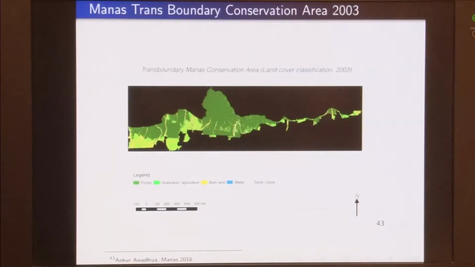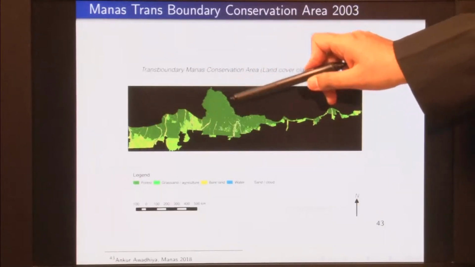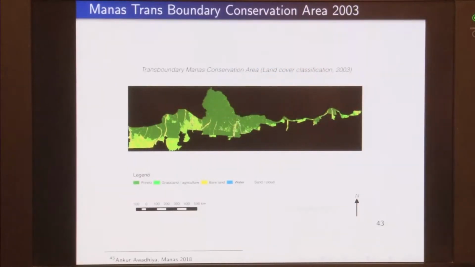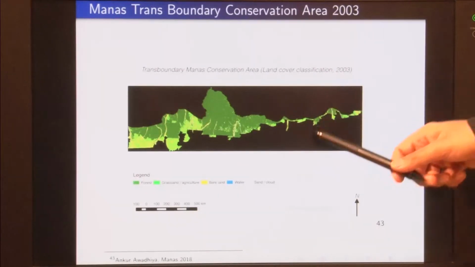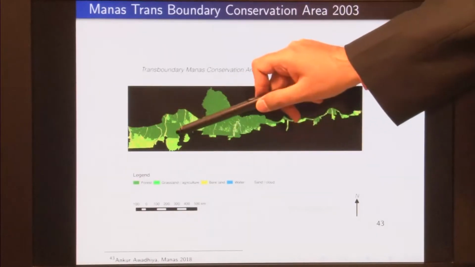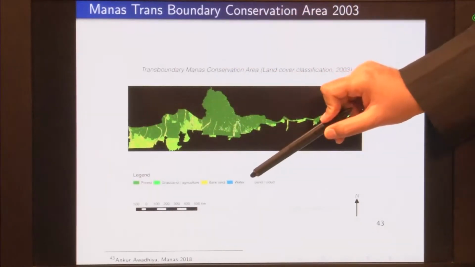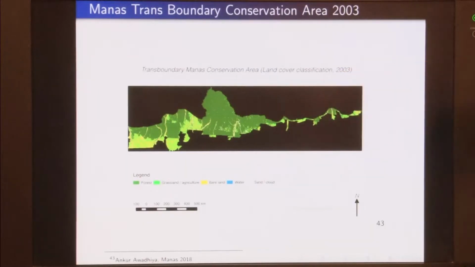So, we did this study in the Manas Tiger Reserve. Manas Tiger Reserve is in the state of Assam, and here we have taken the transboundary conservation area, which also includes the Royal Manas Reserve of the country Bhutan. This image shows us a satellite depiction. We took satellite images and converted that information into different kinds of land covers. The dark green cover is forest, the light green is either grasslands or agriculture, the yellow portion is bare land, blue is water, and white represents either sand or cloud that came into the image.